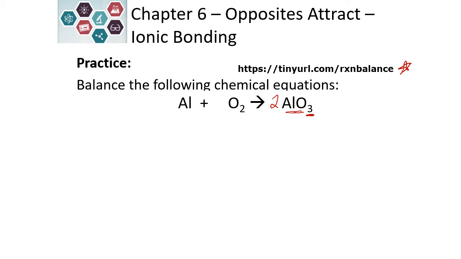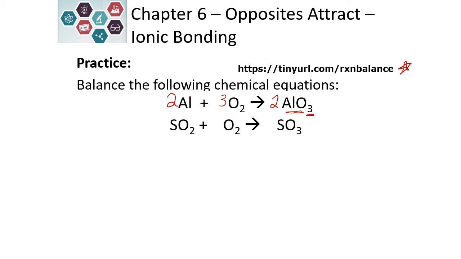And for our oxygen on the left-hand side, we've got 2. So if we multiply by 3, that will give us 6. That will allow our oxygens to be balanced. But now we have to look back at the aluminum because we've changed the coefficient. We've got 2 aluminum. So if we put a 2, then our chemical reaction is balanced.